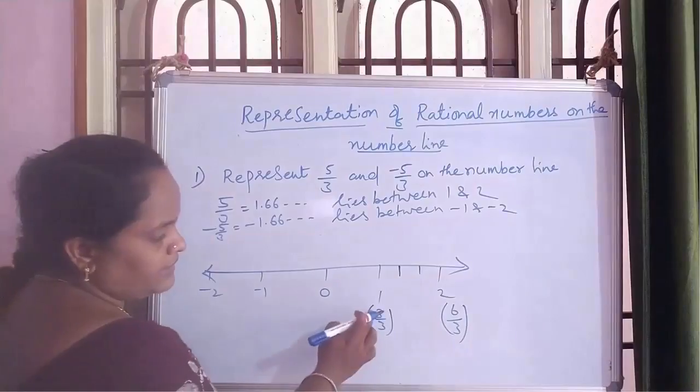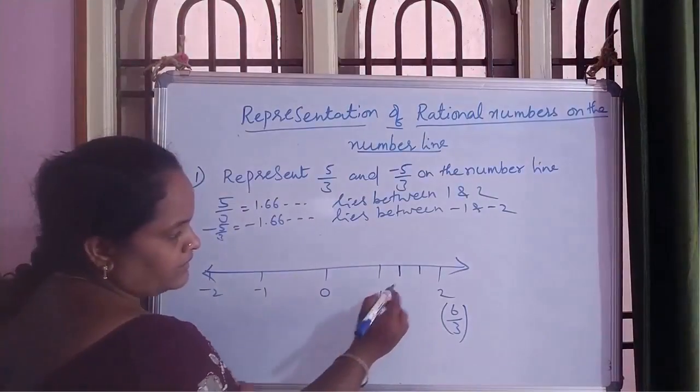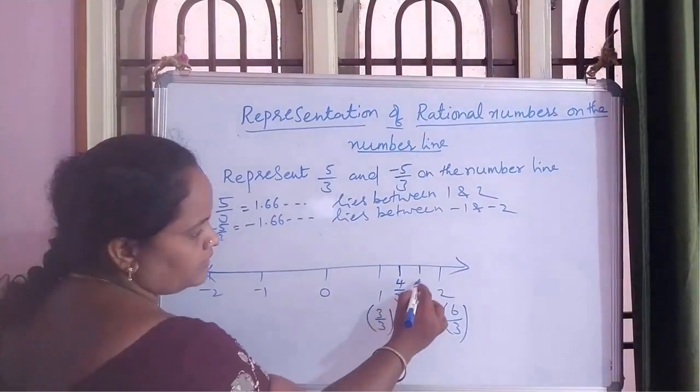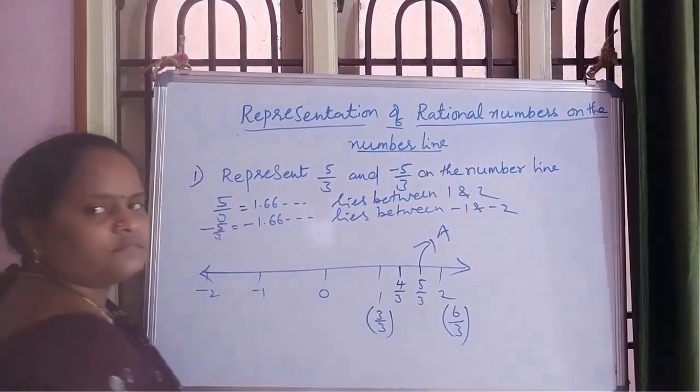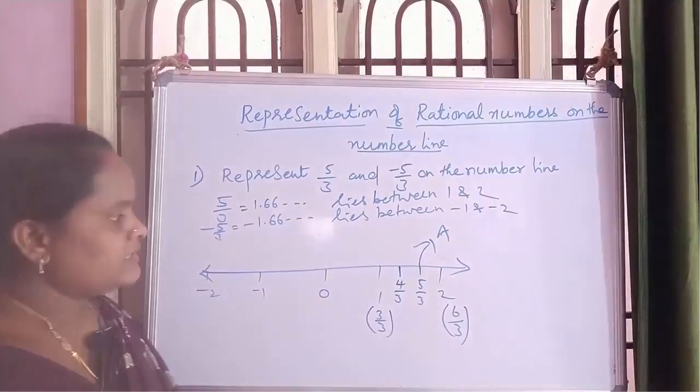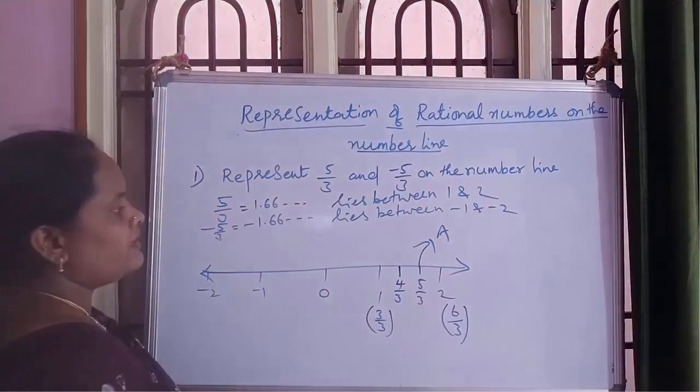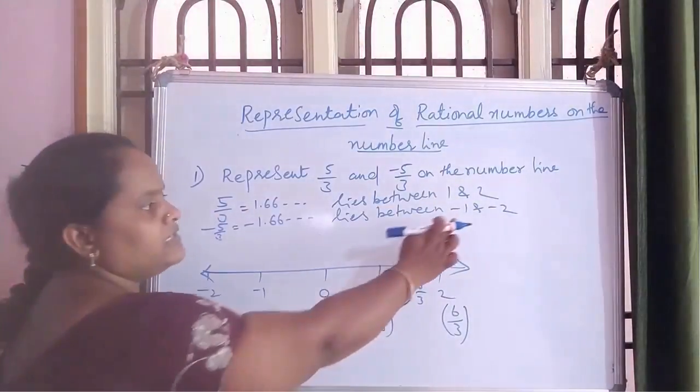So where is 5 by 3? Immediately after 3 by 3, what will be repeated? 4 by 3. This is 5 by 3. This is our A. 5 by 3. Similarly, minus 5 by 3 lies between minus 1 and minus 2.